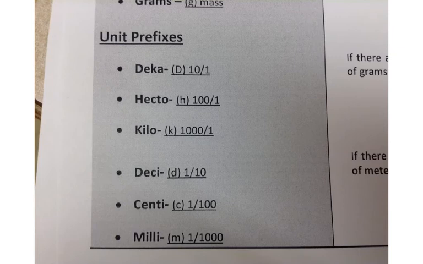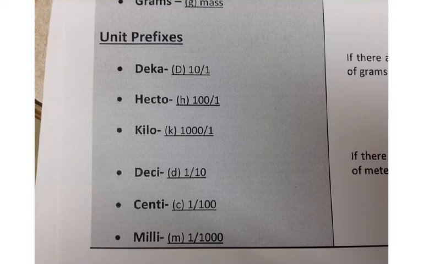In addition, in order to make the base units either larger or smaller, they use prefixes based on the power of 10. So we've got deca, hecto, kilo, deci, centi, milli. And all of these are either larger or smaller than our base units, such as meters.